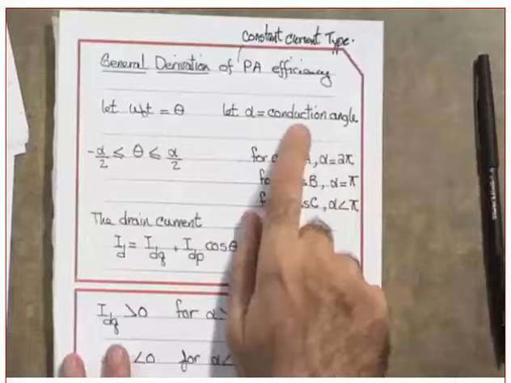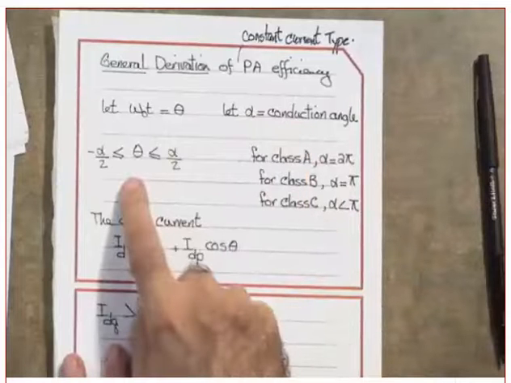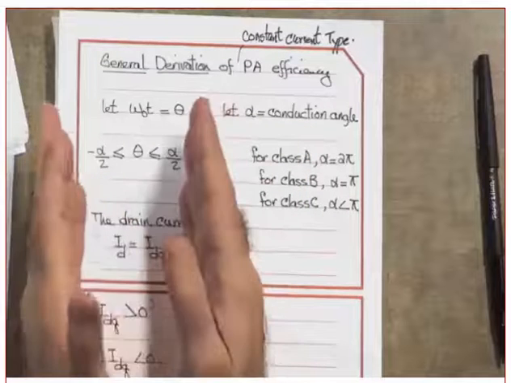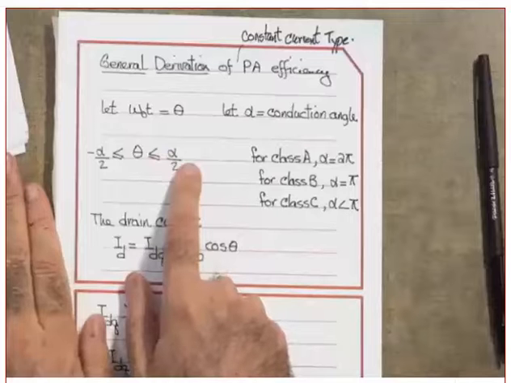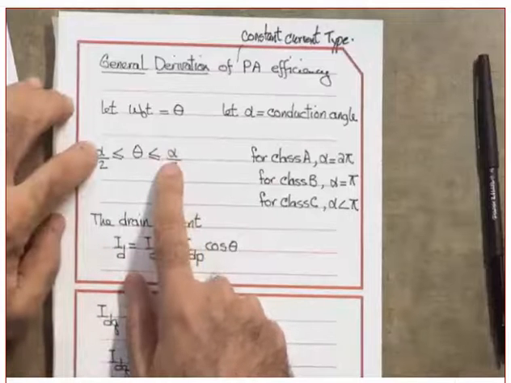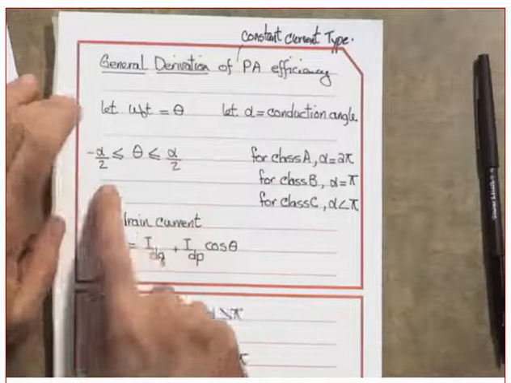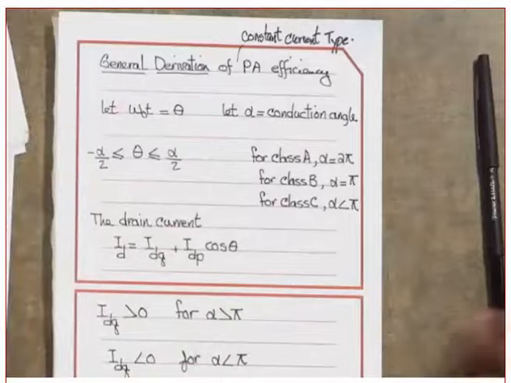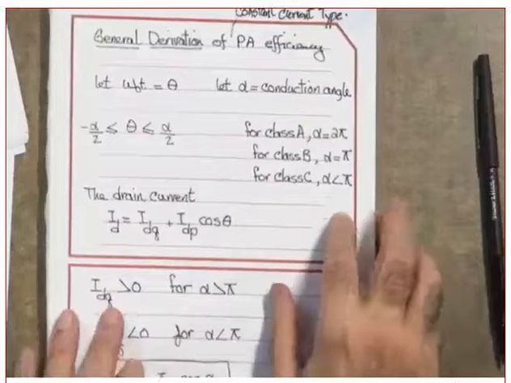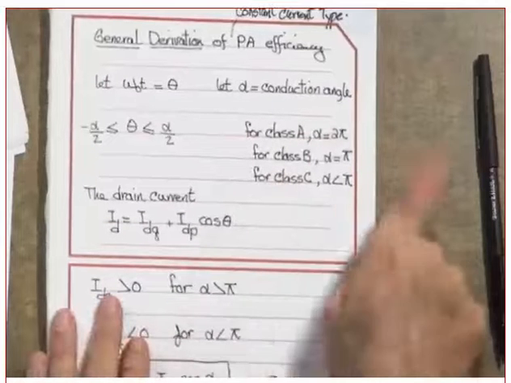Let alpha be the conduction angle. So what is theta? Theta is, let's say symmetric, between minus alpha over 2 and alpha over 2. For example, if alpha is equal to 360, this is from minus 180 to 180. That's 360. Did you get this or not? Okay, good. For class A, this here.